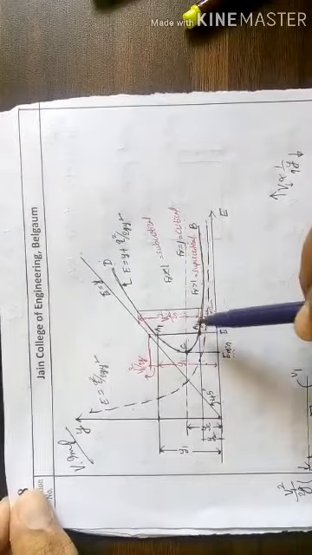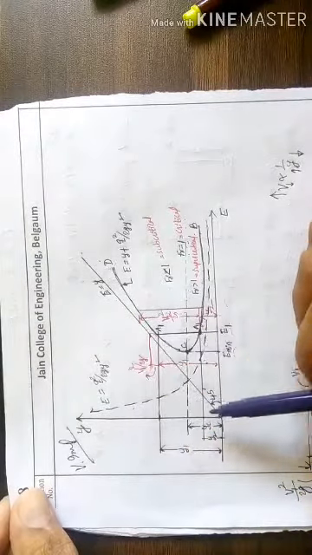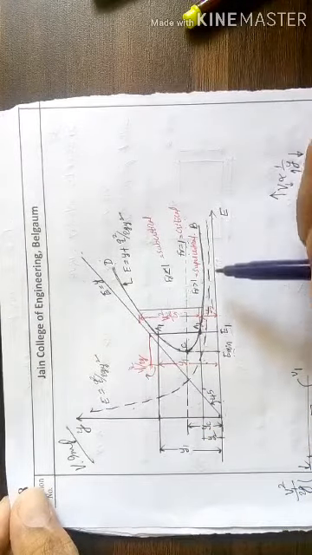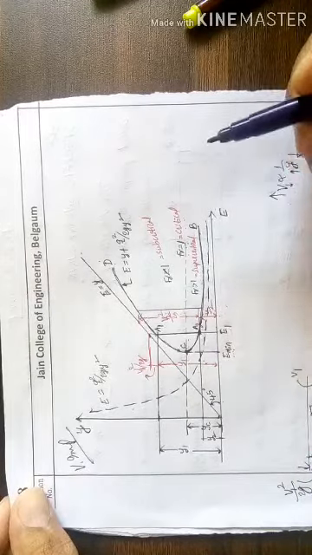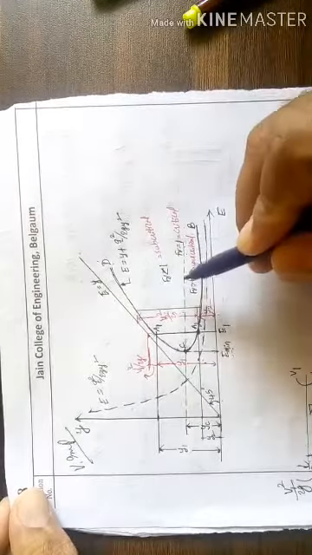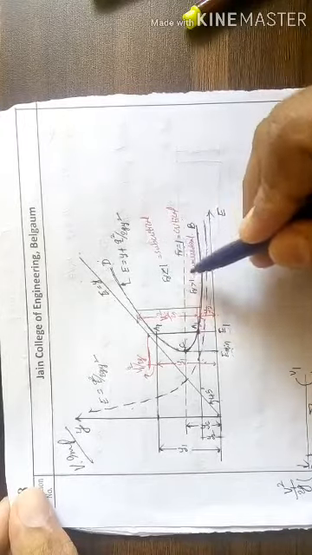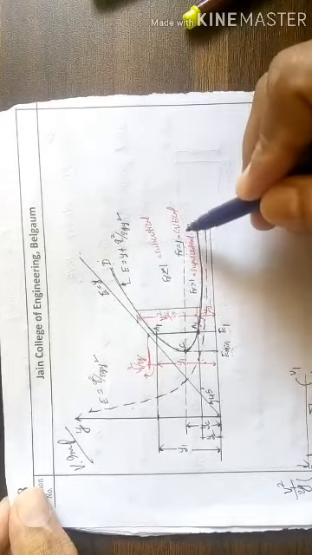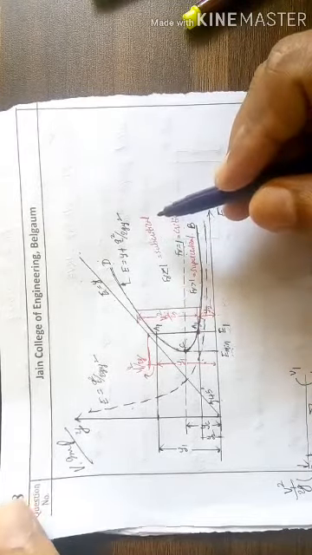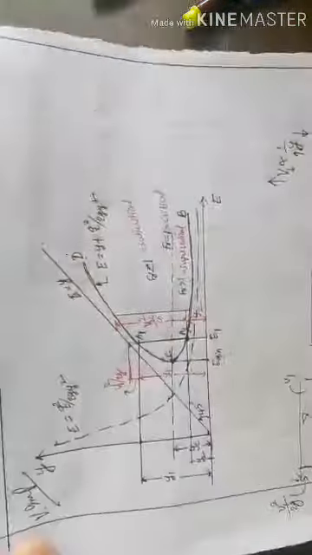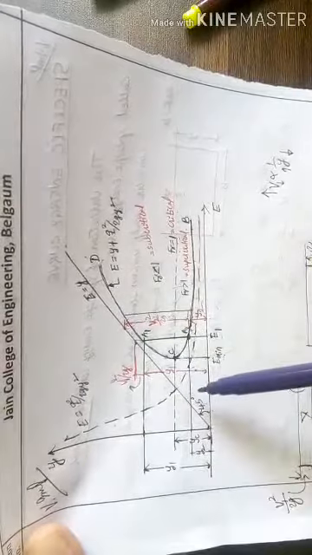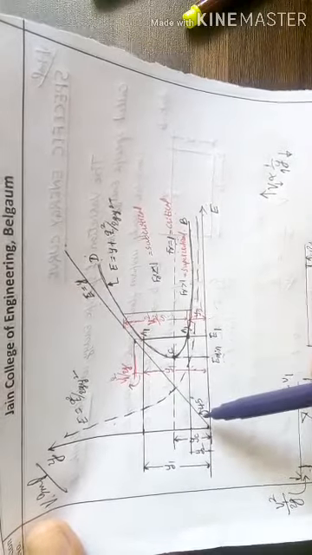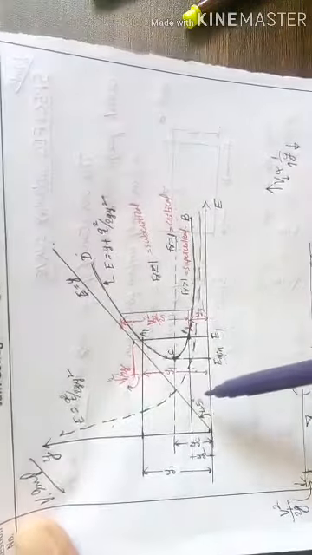We have seen how to draw the specific energy curve, and we have discussed various parameters, then the types of flow based on the Froude number, that is critical, supercritical and subcritical, also mentioned in the previous class. And here, when we draw the specific energy curve, it has a combination of two curves.